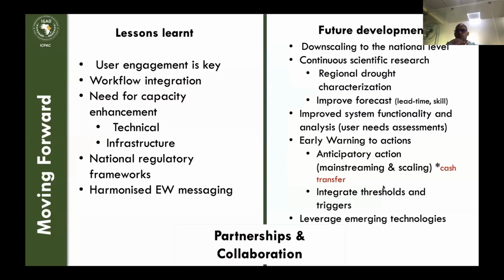Looking in future, we are looking at scaling the system to national level. At the moment, we have it at the regional level. We're also looking at engaging more into research, and that is at the regional level, but also national level. And this is geared into improving the monitoring aspect of the system, but also improving the forecasting bit.